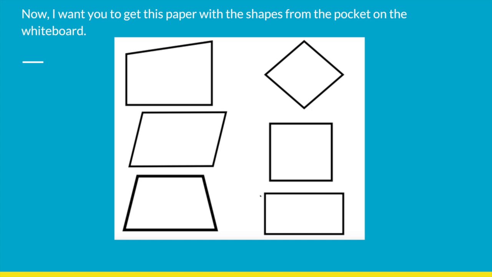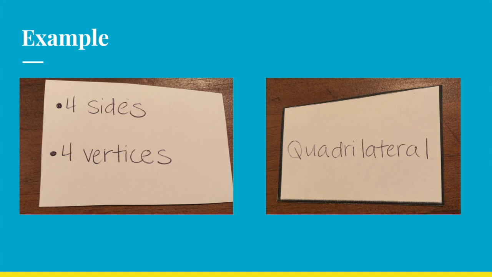So what I want you to do is each shape should have the name on one side and the attributes on the other. Look at my example. I cut out the quadrilateral, I labeled it quadrilateral, and on the back, I wrote the attributes of a quadrilateral, which is four sides and four vertices.